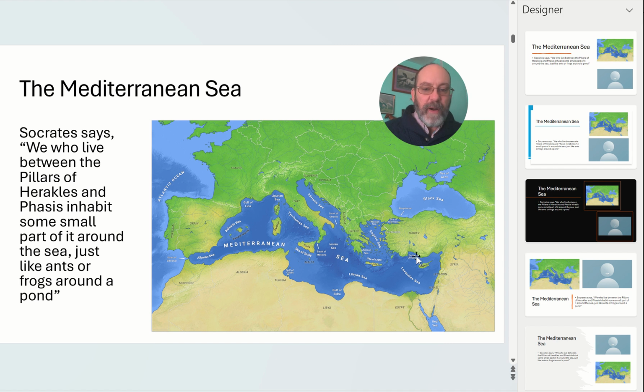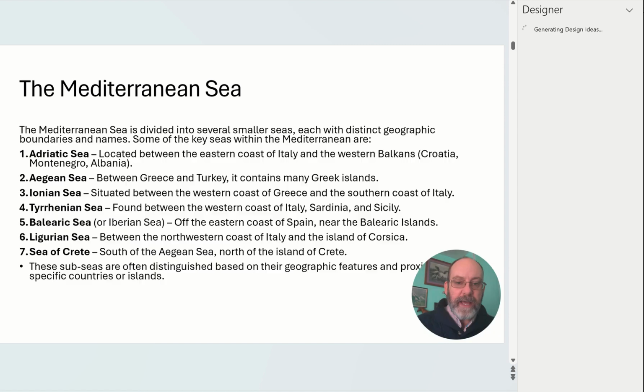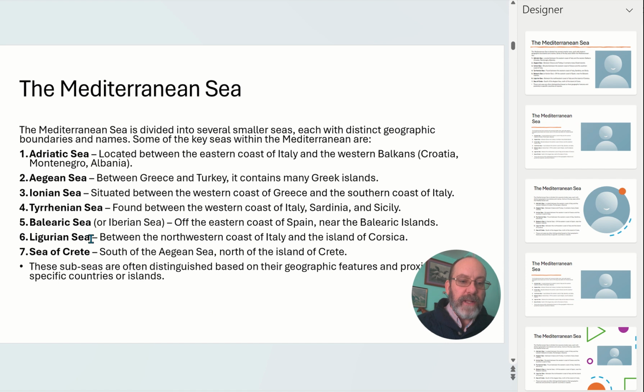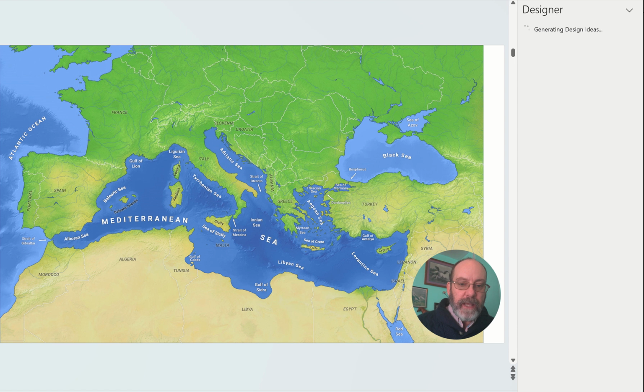Now, this big pond has different regions, and I wanted you to be aware of that, because you'll hear some of the phrases. The big ones are the Adriatic Sea, which is located between the eastern coast of Italy and the western Balkan. That's Croatia and such. The Aegean Sea is between Greece and Turkey. And then you'll see the rest of these represented. We'll pull that map back up again and just show you.